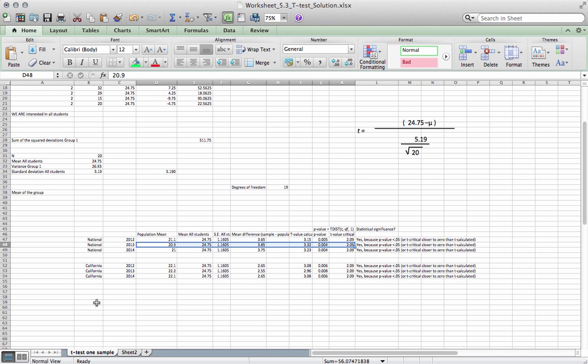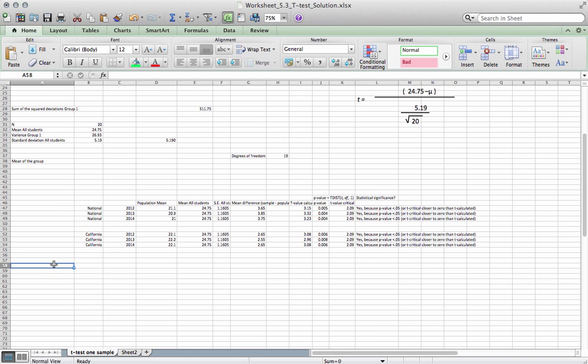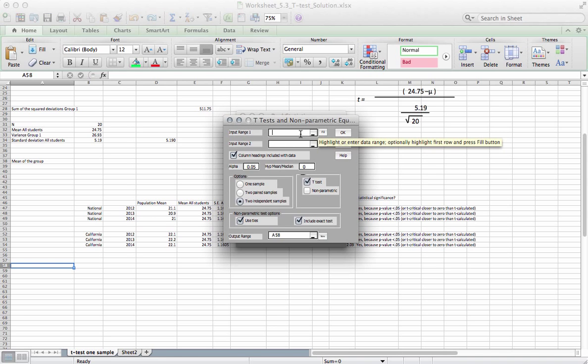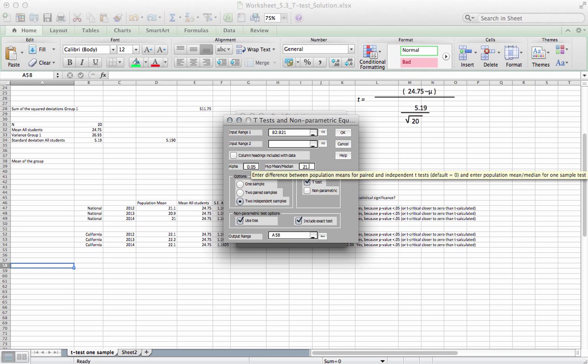I want to show you quickly how you use the Real Statistics tool. You can't see it because it's outside of the screen recording, but if you have a Mac, it should be on the very right of your menu on top. You click on the Real Statistics data analysis tool. You should have this window that pops up. And now to do the t-test, again we have to tell the range, B2 through B21. Those are the names of the cells. And we don't want the column heading included with the data. And then here we have to indicate which population mean we want. So I'm going to use the 21.1, the national average of 2012. And I'm going to hit one sample t-test and I hit OK.